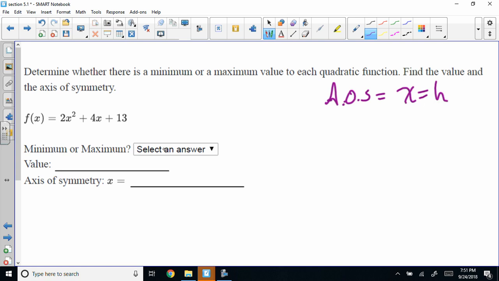But before we do that, is this a minimum or a maximum? What do they mean by that? Which way is it opening? If it's opening up, then you have a minimum. If it's opening down, you have a maximum. Think about valleys and mountains. You'll be okay on that. So this is a positive a, so therefore it's going to be a what? Minimum. That joker's going to open up, and it's going to have a minimum, right?